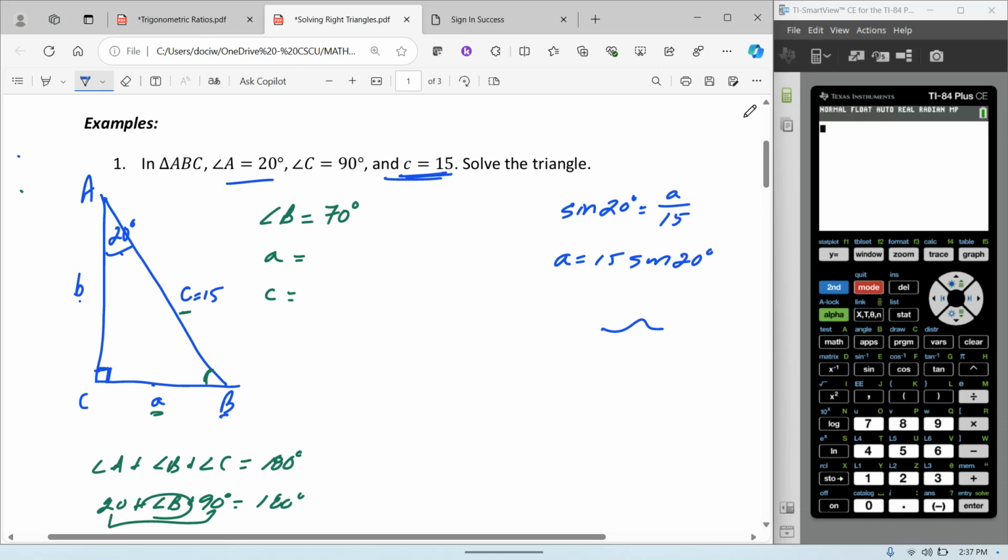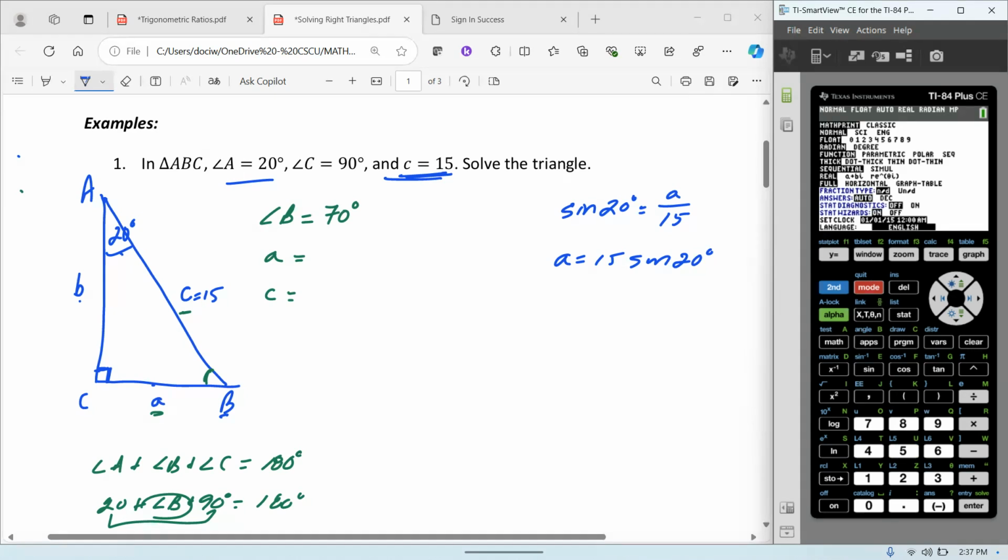Now I've gone and gotten my calculator here. To do 15 times the sine of 20 with my calculator, before we do that, here's something I need to talk to you about. You're going to press mode on your calculator, and you notice here it says radian and degree. We're going to do degree mode for right now. Everything's measured in degrees, so you want to make sure your calculator is set in degree mode.